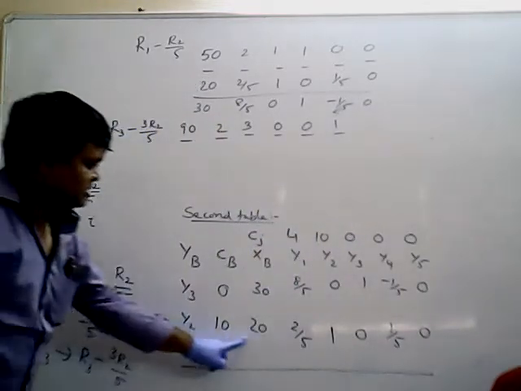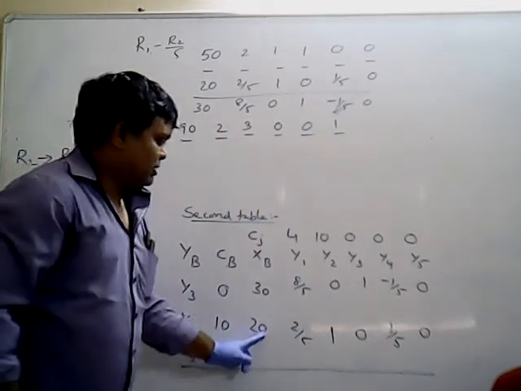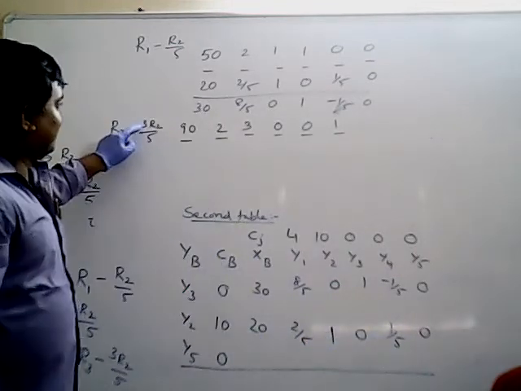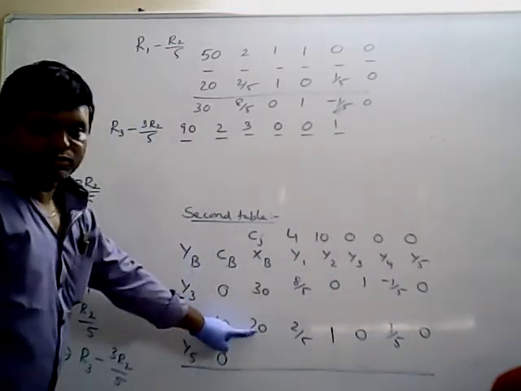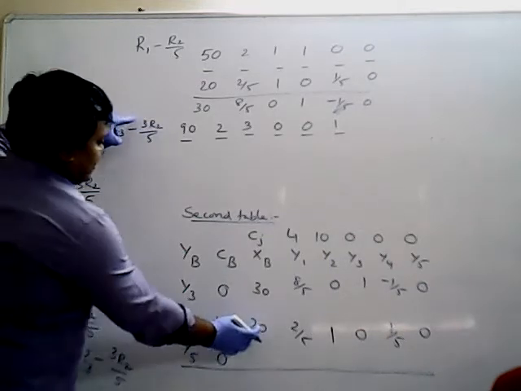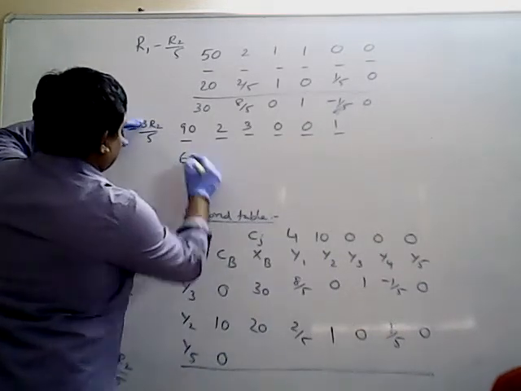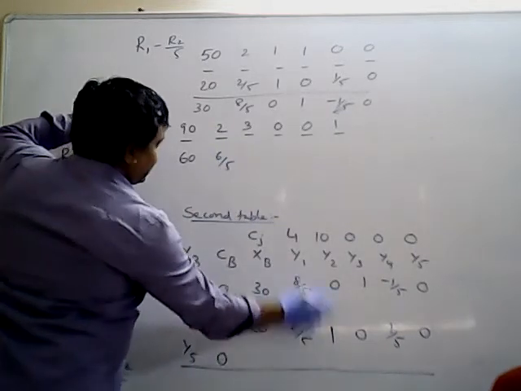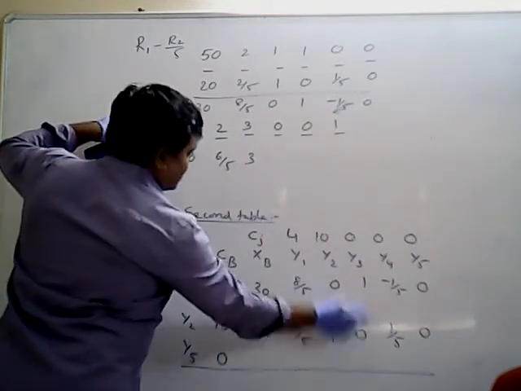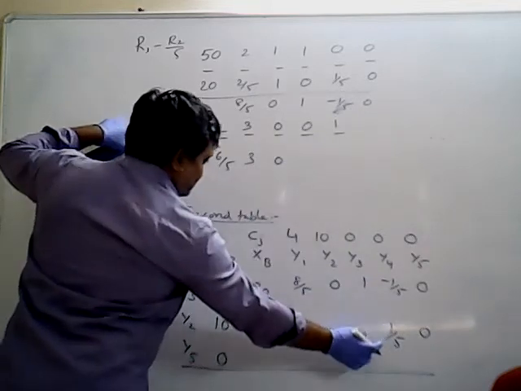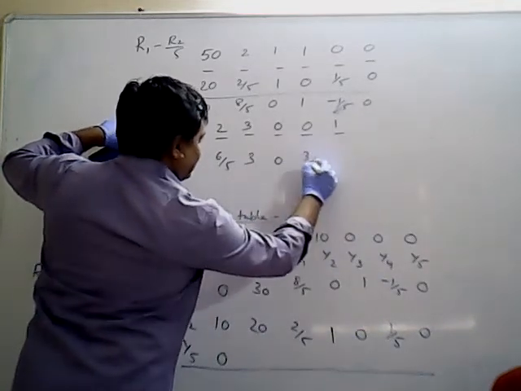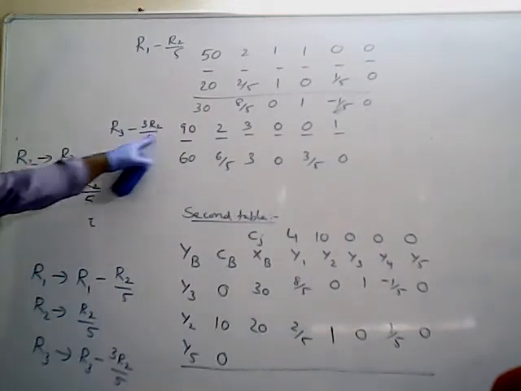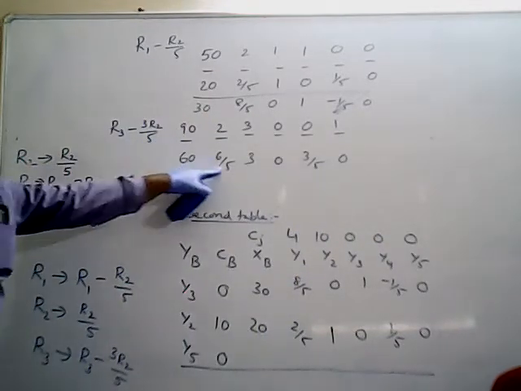R2 by 5, this is R2 by 5, up to 20 onwards. So R2 by 5 into 3 to do, and into 3 to do here. So 3 into 20, 60. 3 into 2 by 5, 6 by 5. 3 into 1, 3. 3 into 0, 0. 3 into 1 by 5, 3 by 5. 3 into 0, 0. So R3 minus 3R2 by 5, these values you will get.